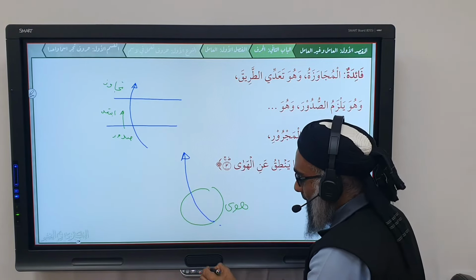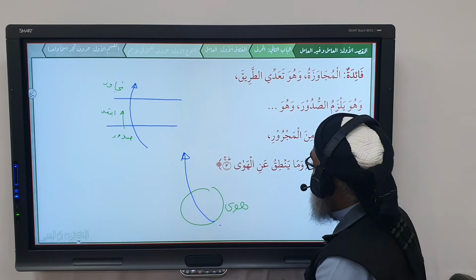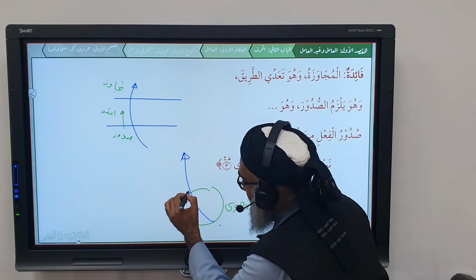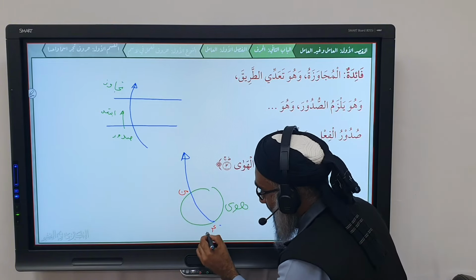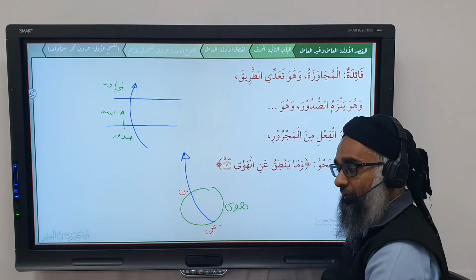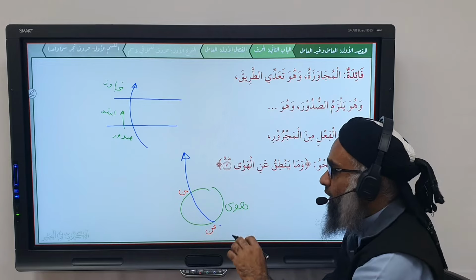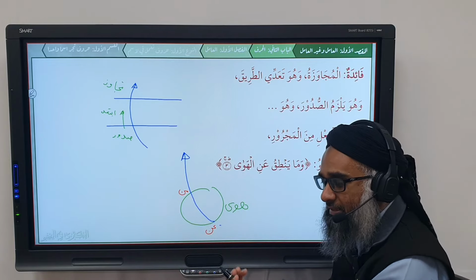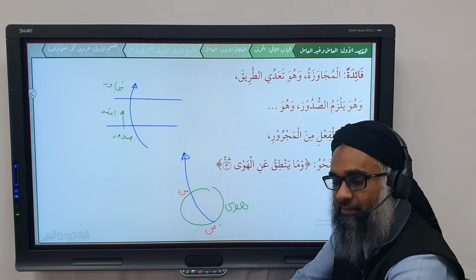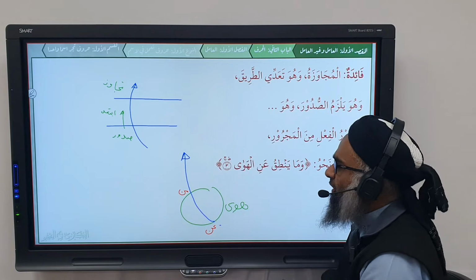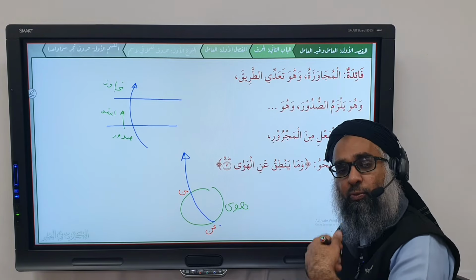If you say min, min means ibtida'ul ghaya. So if you say ma yantiqu min al-hawa, it means the nutq started from here. But here it did not start from here. It went past the hawa. It tajawaza. So meaning, when the Prophet ﷺ speaks, it's not from his desires. It's not his own whims and fancies. Obviously, the meaning is the same, but we get a deeper understanding of this word an.